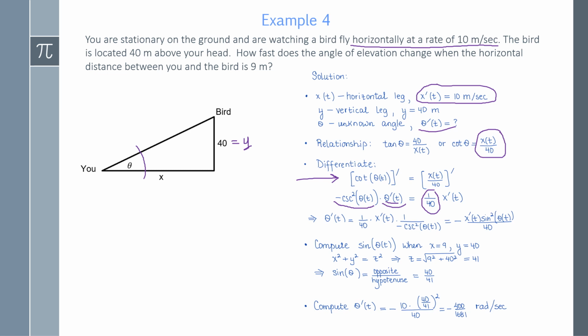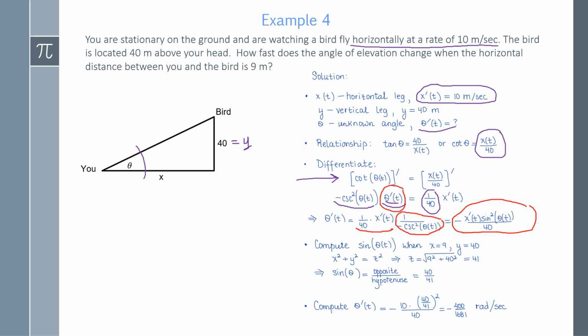Okay, so what do we have here? We need to determine how fast the angle is changing, so we're interested in theta prime of t. Once we solve for theta prime, what do we get? We get 1 over 40 times x prime of t times 1 over negative cosecant squared of theta of t. Now this is just the reciprocal identity for negative sine squared. So this is the equation that we're going to use to compute that rate of change.